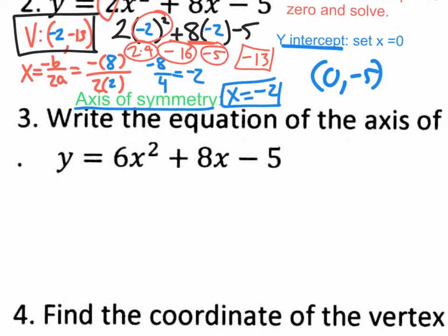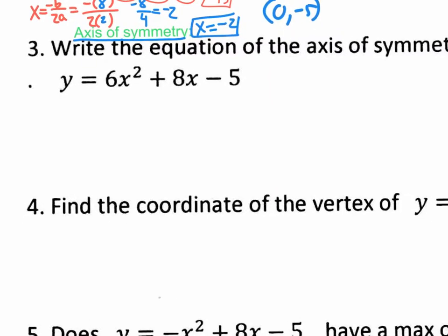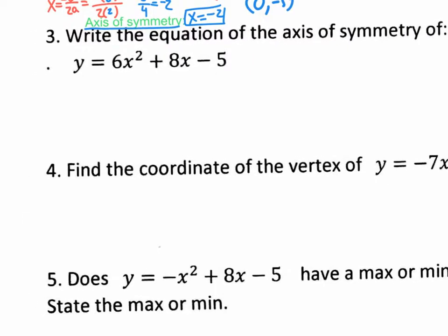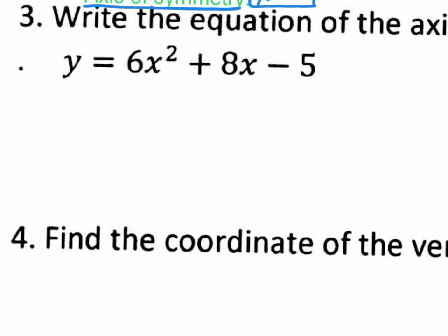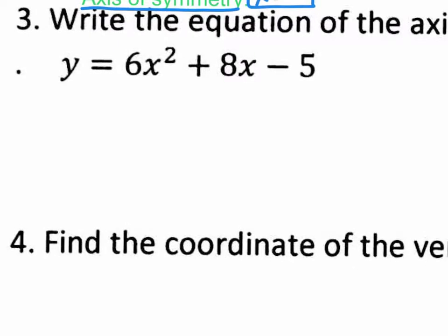Let's move on to number 3. Write the equation of the axis of symmetry of this parabola on number 3. Okay, so how am I going to find the equation of the axis of symmetry? Anybody? That's the vertex. Well, yeah, exactly. Okay, you said you're giving me the formula for vertex, which is right, because you need to find the vertex in order for you to find the axis of symmetry.